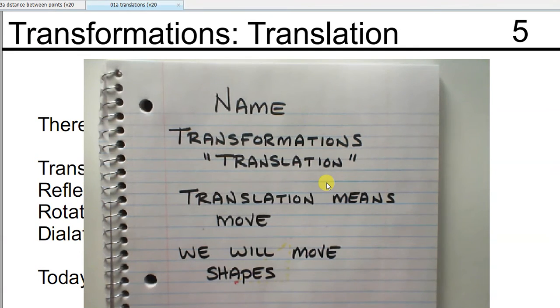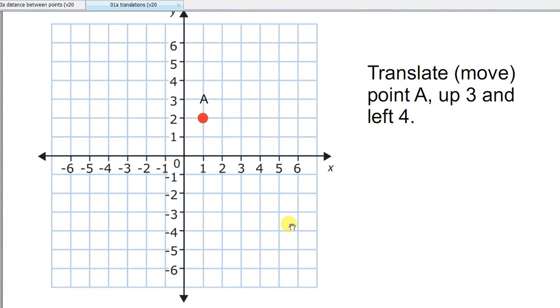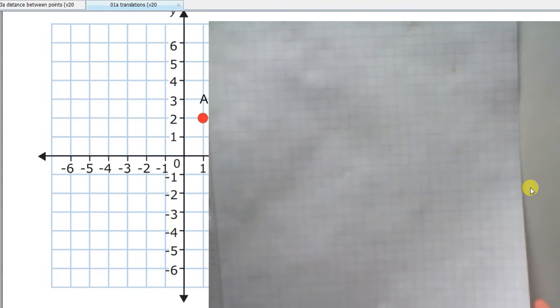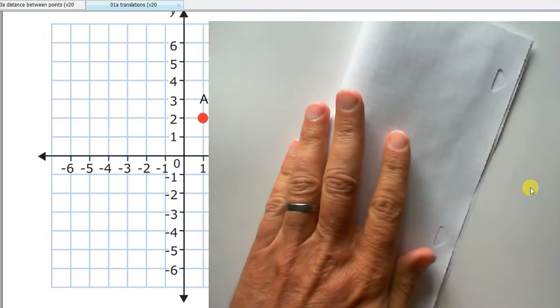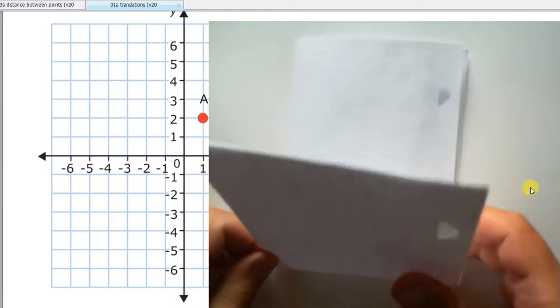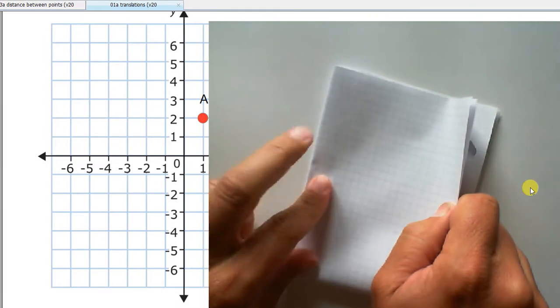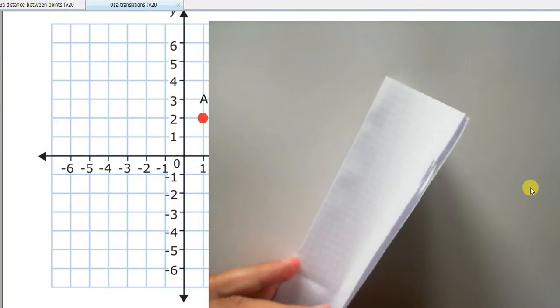The rest of this lesson is going to be done on a piece of graph paper. So here's a piece of graph paper. And I'm going to start by folding my graph paper. Hot dog. And then hamburger. And then I'm going to unfold it.